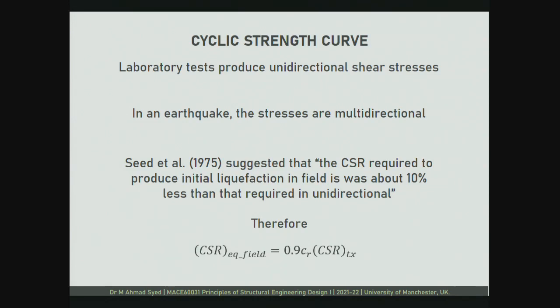So we can do the triaxial test in the lab. You multiply that with this correction factor to take into account this disparity, that in the test you are only operating in a unidirectional stress regime, while on site, because of the earthquake, you will have a multidirectional stress regime. You factor it with 0.9, because the CSR required to produce initial liquefaction is about 10% less than that required in a unidirectional stress regime. I think this will be a bit clearer when we do an example, and that is what we will do now. So let us do an example.